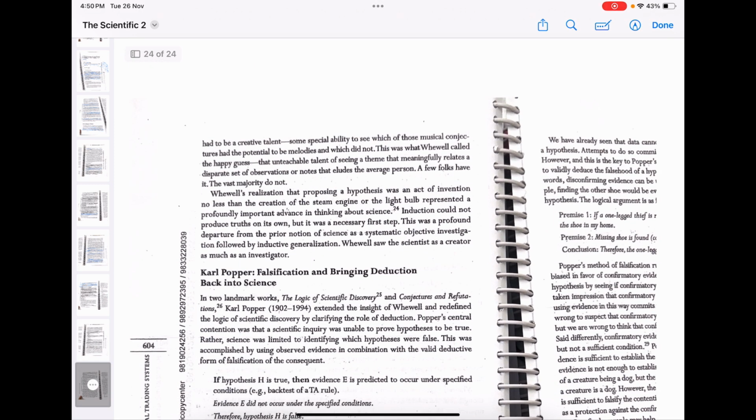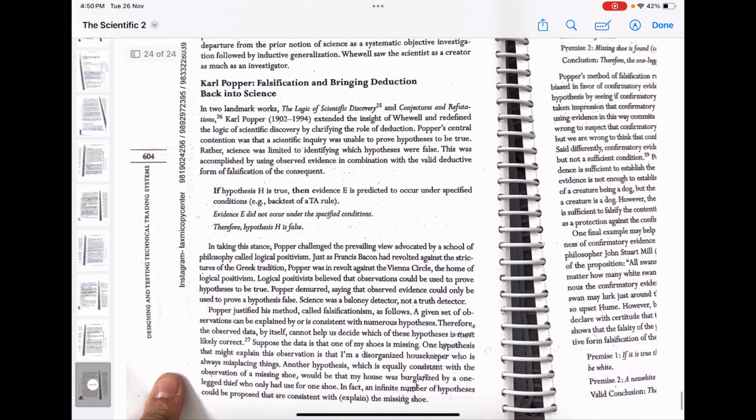So, again, what did you understand by the story? Whewell's realization that proposing a hypothesis was an act of invention no less than creation of the steam engine or light bulb. Everything which was ever invented in this world started with a hypothesis, right? And a hypothesis is created by induction first, at the beginning. So you need to have some sort of creativity and some sort of vision in order to invent something, which is fascinating.